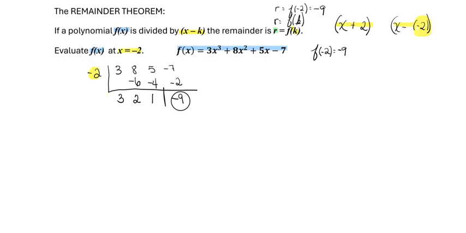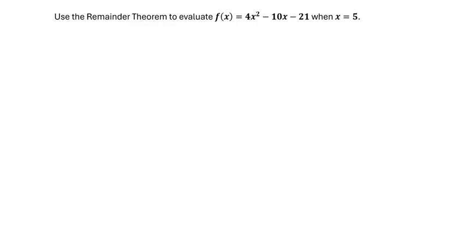Now I want you to try another one. It says, use the remainder theorem to evaluate f of x equals 4x squared minus 10x minus 21 when x equals 5. I would like for you to use synthetic division. I want you to pause the video and practice this. Put it in your notes. It's part of your grade for this assignment to do this problem.